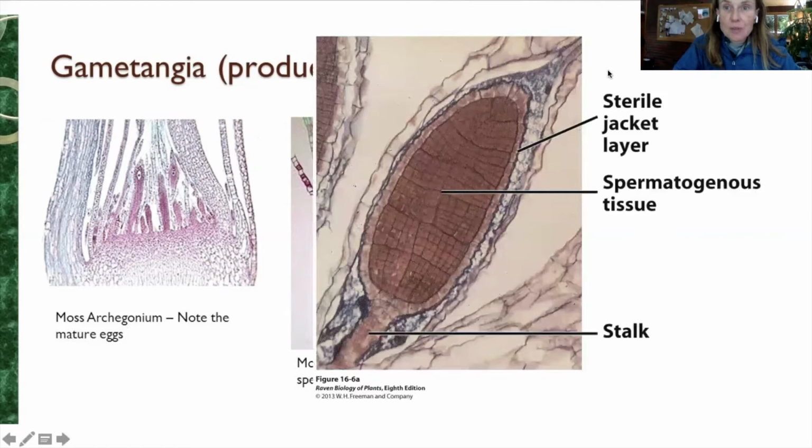So here's a good picture of the antheridium, right? And this is the male sex organ. And you can see it's full of many, many cells that are going to produce a lot of sperm cells.